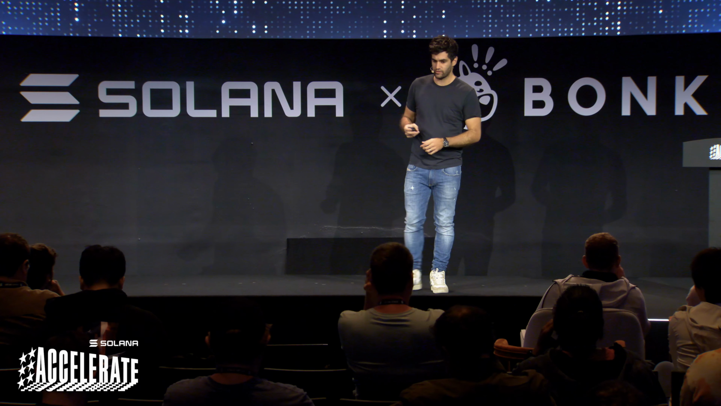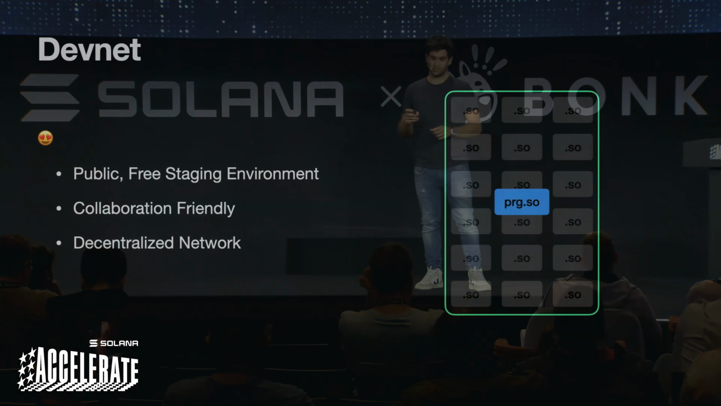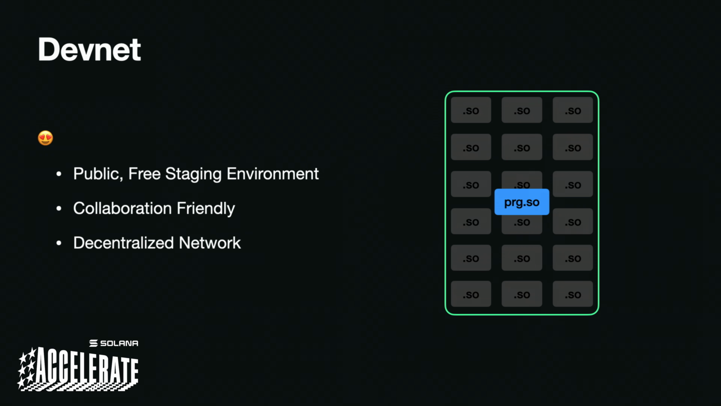So next, we have DevNet. DevNet is a free, decentralized network maintained by the community. It's public and it's persistent. It gets us closer to the Mainnet experience, and it's a wallet first-class citizen, which means you can do end-to-end simulations, connect, interact, and see results just like on Mainnet.